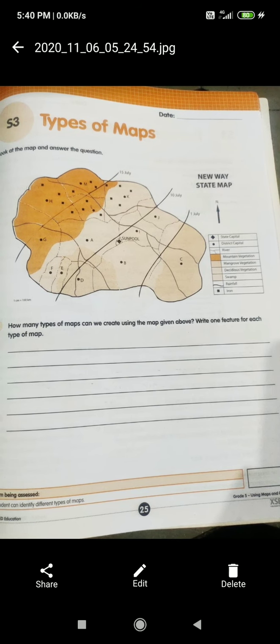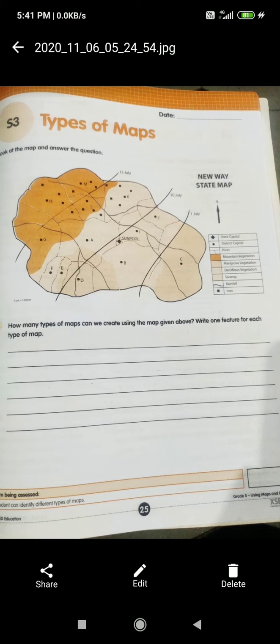So first one you can see state capital, diamond shape, diamond mark is there, that is state capital. Circle is district capital. Then river, mountain vegetation, mangrove vegetation, deciduous vegetation, swamp, rainfall and iron. These all things we can see in the map. Okay, so students, is it any one type of map? No, the map includes so many different features.